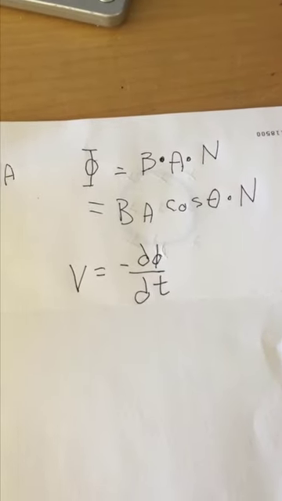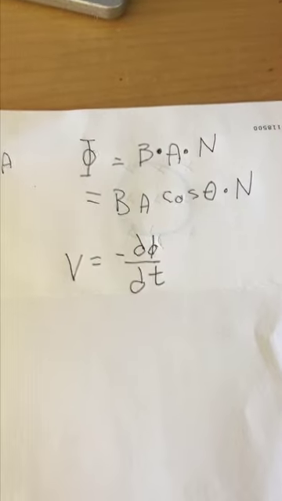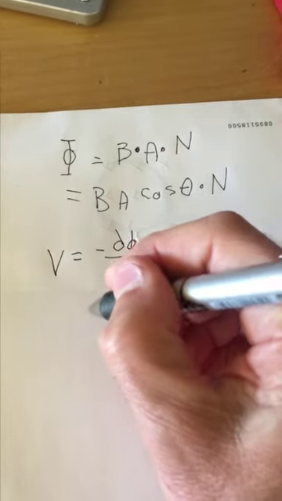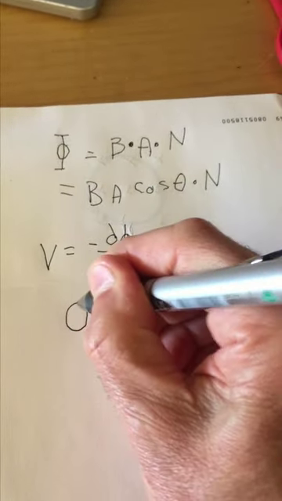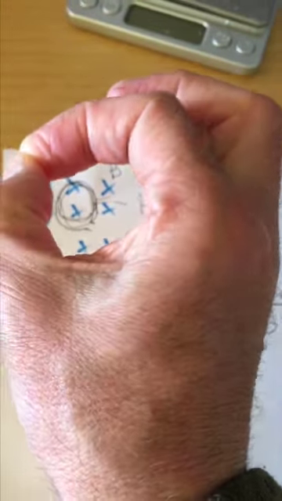All right, so let's actually calculate what this change in flux with respect to time is going to look like. And to do that, I need to think about what theta is doing. Is theta always staying the same? And the answer is no. If the coil is rotating, then this angle is changing all the time. The angle between the magnetic field and the coil is always changing.